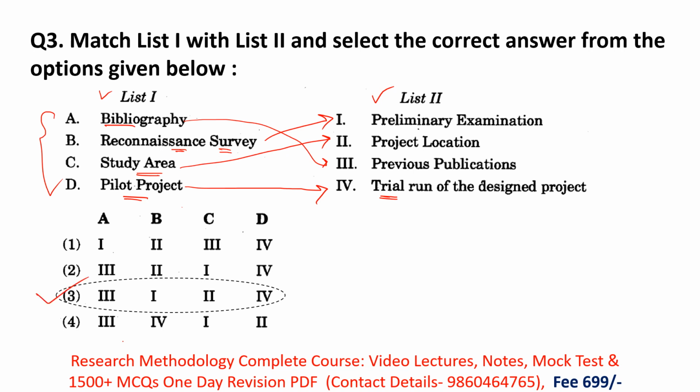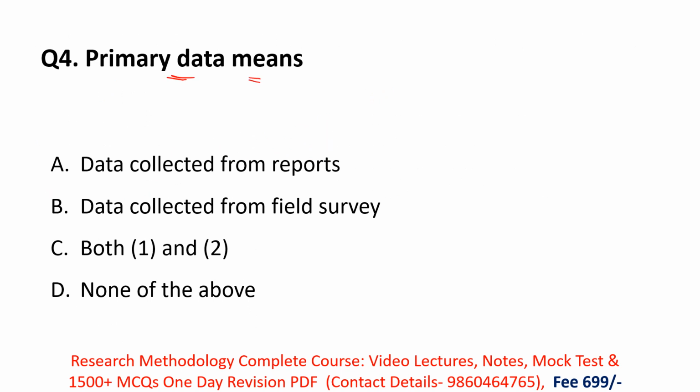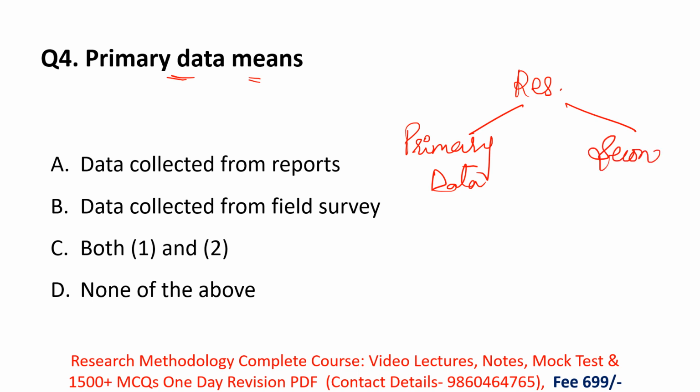Next question. Primary data means. Here they are asking the definition of primary data. Remember, in research there are two types of data. First is primary data and second is secondary data. The names are very easy. Remember, in your exam there will be a compulsory question on primary data or secondary data. So what is primary data?